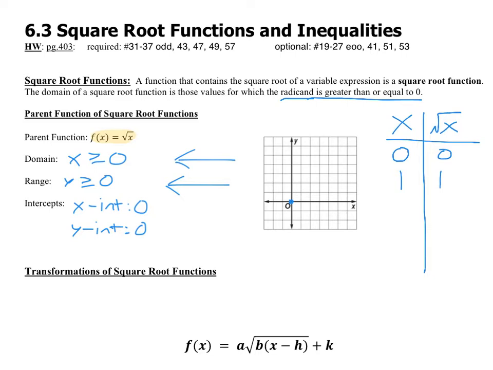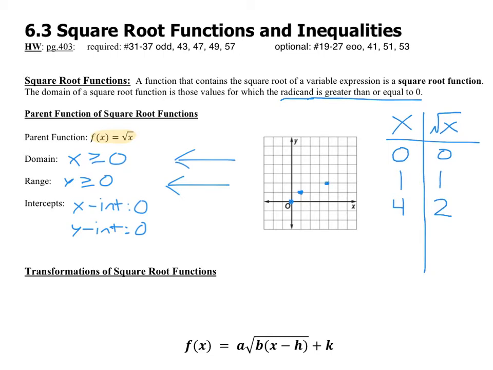Now, 2 is not a good number to plug in. Let me plot 1, 1 first. 2 is not a good number to plug in because 2 is not a perfect square. So the next number I'm going to plug in is 4. Square root of 4 is 2. And we don't do plus or minus because we're not solving, we're merely simplifying. So now I'm going to graph 4, 2.